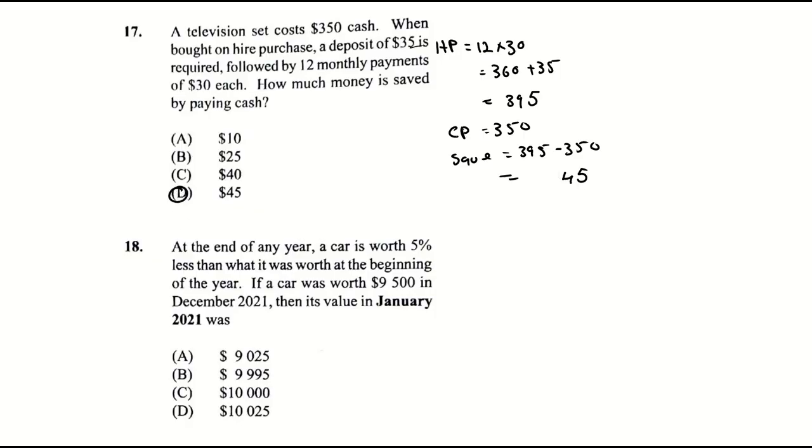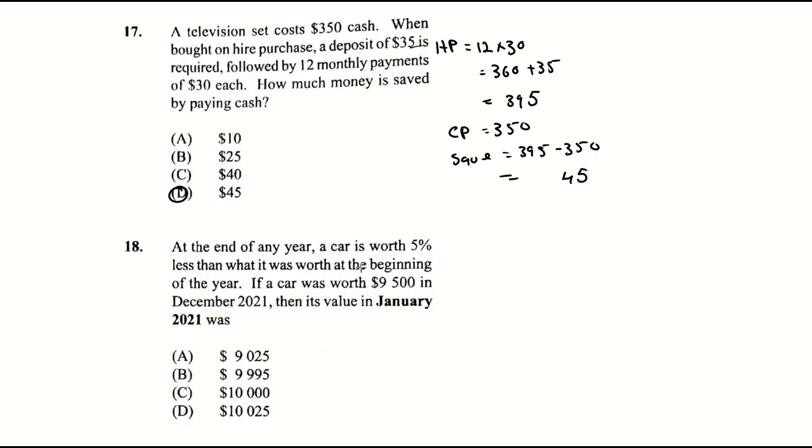At the end of any year, a car is worth 5% less than what it is worth at the beginning of the year. If a car was worth $9,500 in December 2021, then its value in January 2021 was.